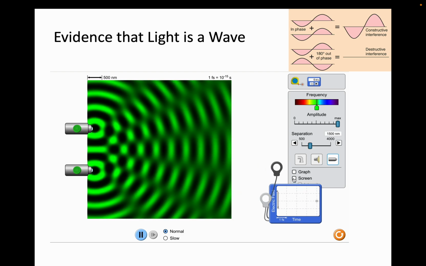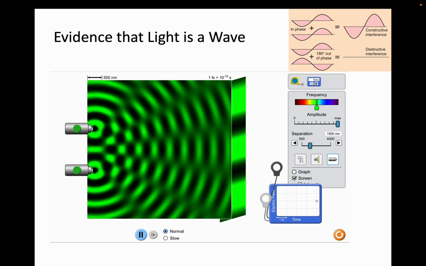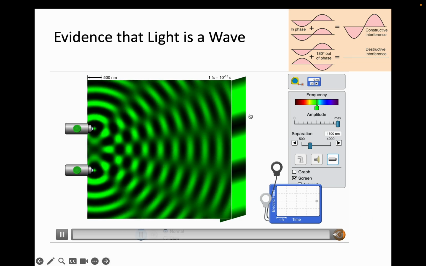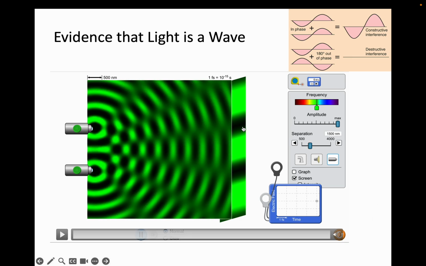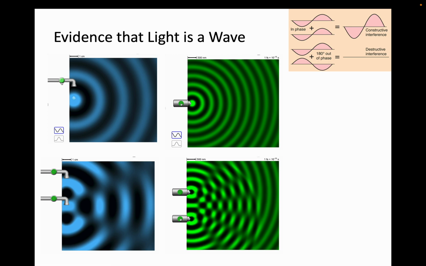If we were to look at our screen right now, we would see that we'd have light and dark regions. Intense regions where the light is striking the screen, and then dark regions where the wave has canceled out. So, evidence that light is a wave: we began by thinking, what would take place with a physical wave, like we'd have with water in the tub? And we see that the same patterns are being reproduced when we think about light. This is going to be an important idea for us.